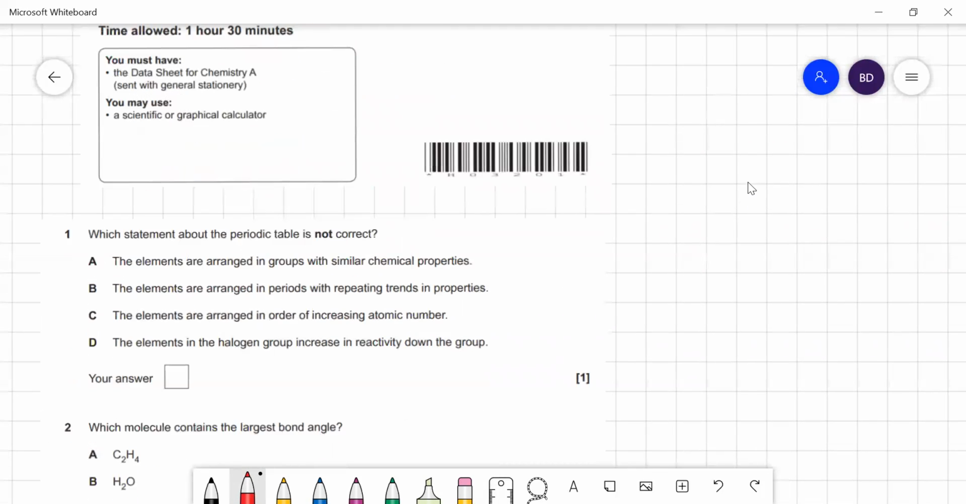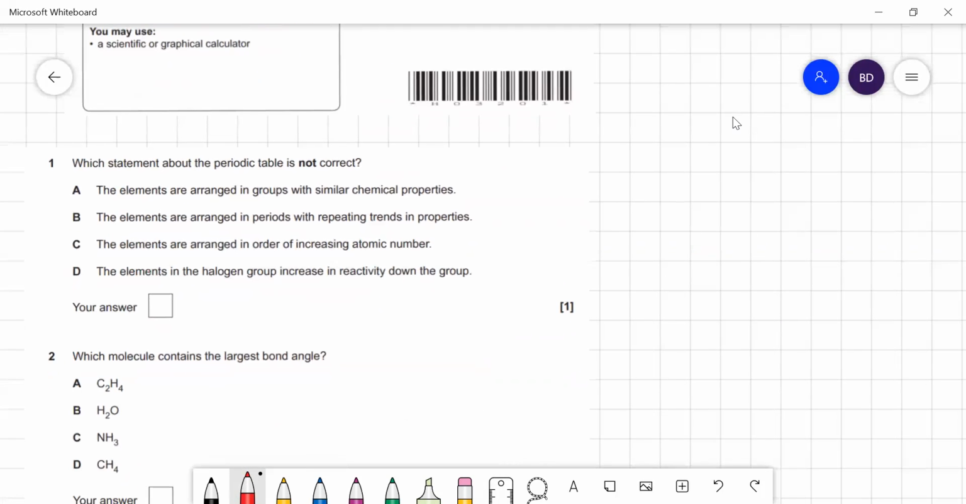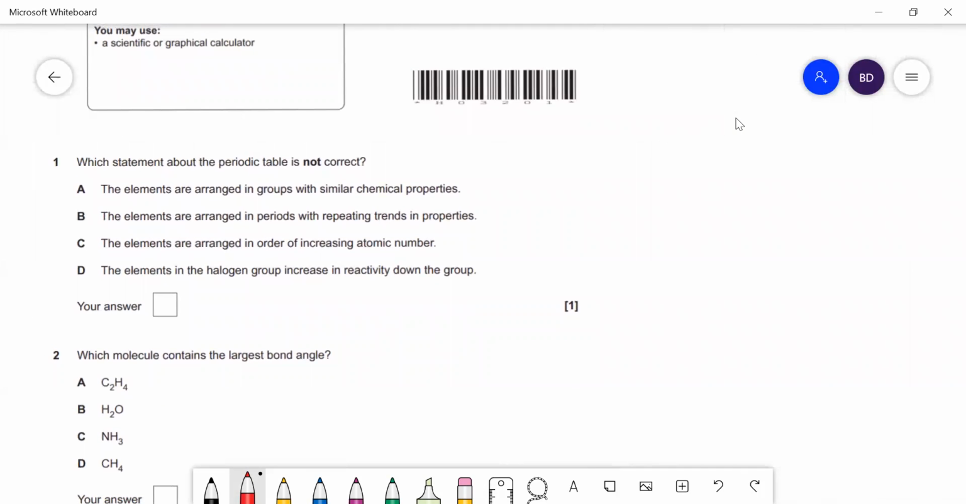Okay, so the first question is really just, you could do it with GCSE. Which statement about the periodic table is not correct? Elements arranged in groups with similar chemical properties, obviously true. Arranged in periods with repeating trends in the properties, yes, that's true. Increasing atomic number, that's true. The elements in the halogen group increase in reactivity down the group, that's not true.